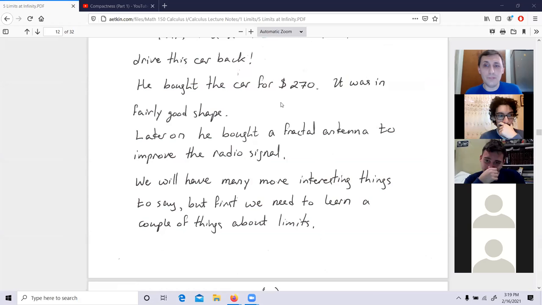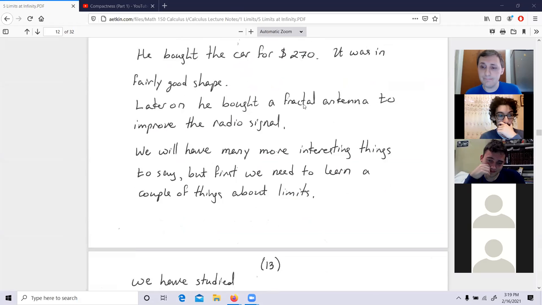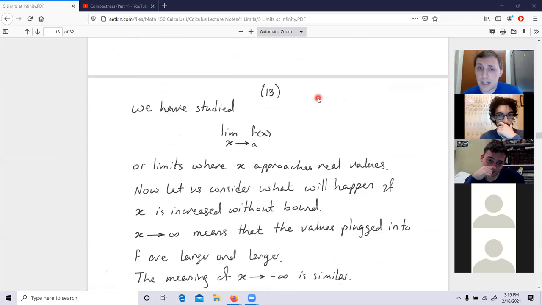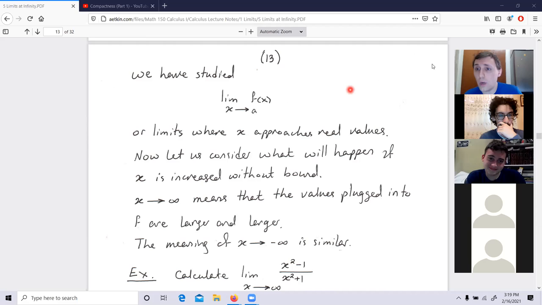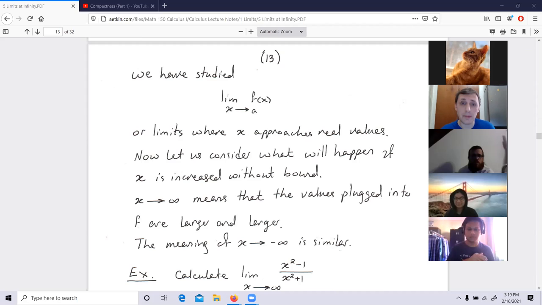So, back to the material at hand. Remember how we started considering limits, guys? We're going back to limits. We considered limits as x goes to a of f of x. And what we did with those limits, what is the limit as x goes to a? What am I plugging into my function? Something very close to a.